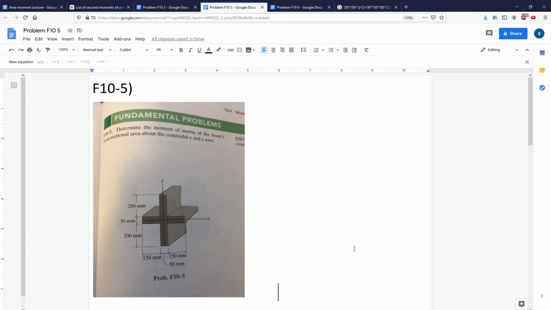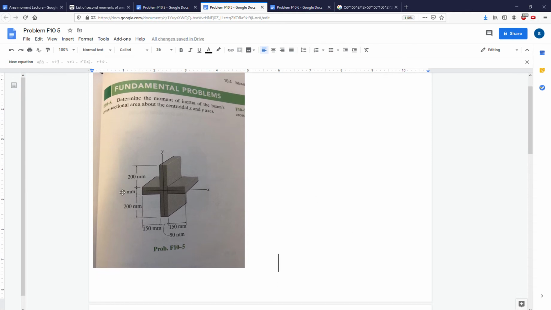F10-5. Determine the moment of inertia of the beam's cross-sectional area about the centroidal x and y axes. So this beam, we could set it up as a complicated piecewise integral, or we could use the principle of superposition and break this beam up into a group of rectangles.